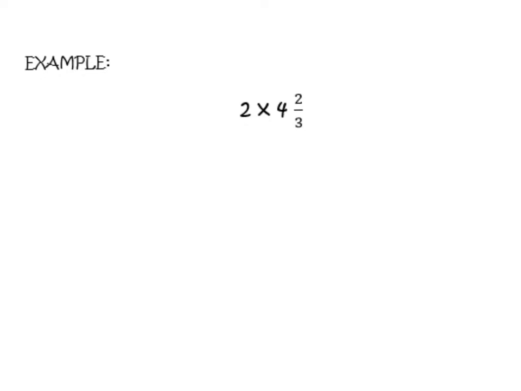Let's look at the example. We have 2 times 4 and 2/3. Our first step is to multiply the whole numbers. So 2 times 4 is 8. Then we need to multiply the whole number with the fraction. So that would be 2 times 2/3, which is going to be 4/3.